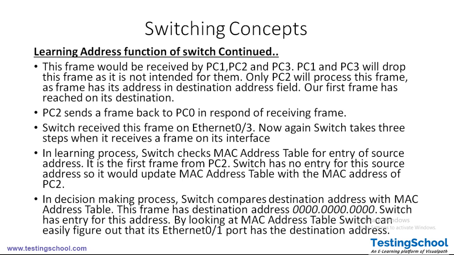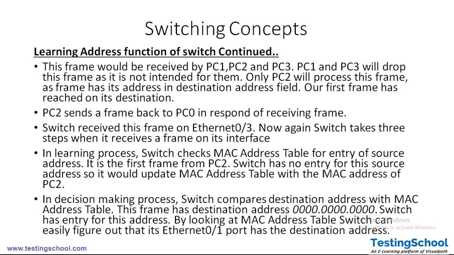So it is like the first one we discussed. First of all, it will check the source address. The source address entry is not found, so this time it will make an entry: port 0/3 presents 2222.2222.2222, so PC2's MAC address. In the decision making process, it compares the destination address with the MAC address table. This time it is not an unknown unicast; it is a known unicast.